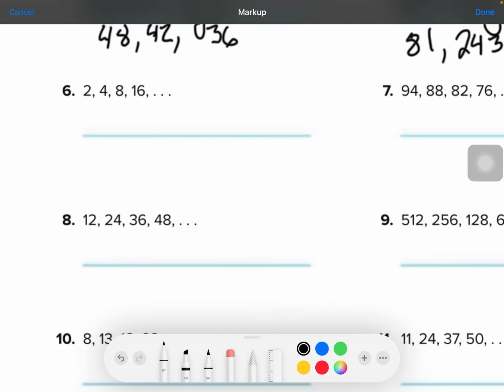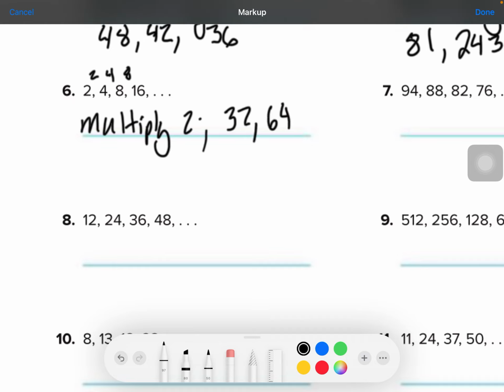Okay, number 6. Let's look at this pattern and see what we have. Looks like there's 2 in between this one, and there's 4, and there's 8. Looks like it's doubling, but it's multiplying. So I'm going to say multiply by 2. So 16 times 2 would be 32. 32 times 2 is 64. 64 times 2 is 128.